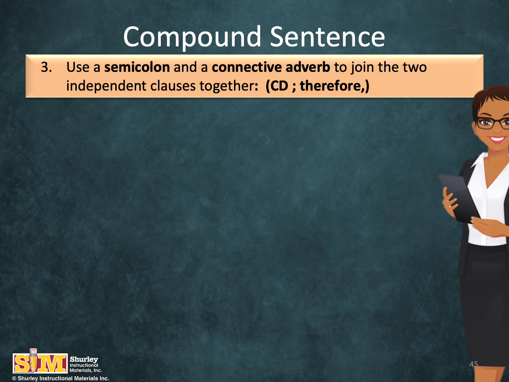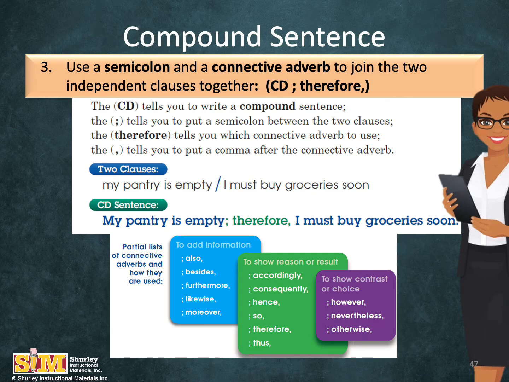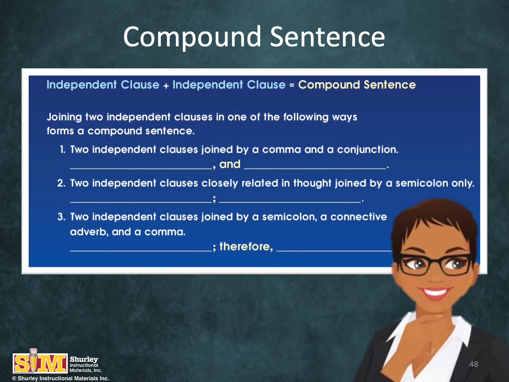Finally, students are shown how to make a compound sentence using a semicolon, a connective adverb, and a comma. The CD tells you to write a compound sentence. The semicolon tells you to put a semicolon between the 2 clauses. The therefore tells you which connective adverb to use. The comma tells you to put a comma after the connective adverb. This partial list of connective adverbs is categorized according to the reason for joining the two independent clauses. Students appreciate this visual, which shows the three ways to join two independent clauses to form a compound sentence.